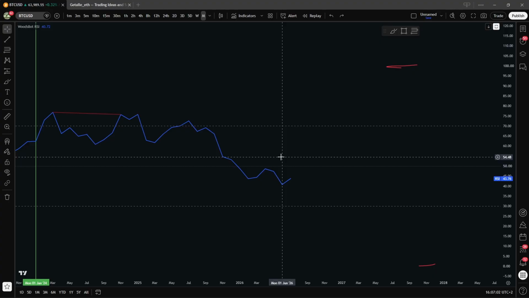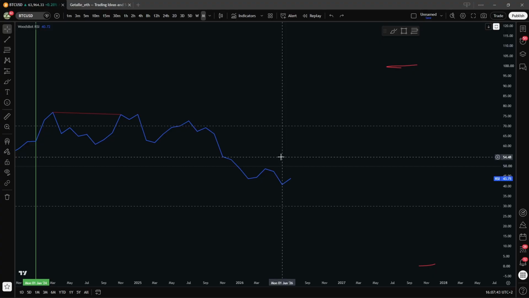Now, there's lots of ways to utilize and use the RSI indicator. It's a very special indicator to me because it's part of my main trading strategy and a core component of how I make money and how I'm actually profitable.